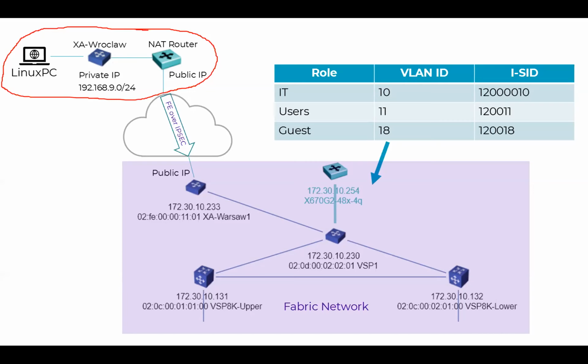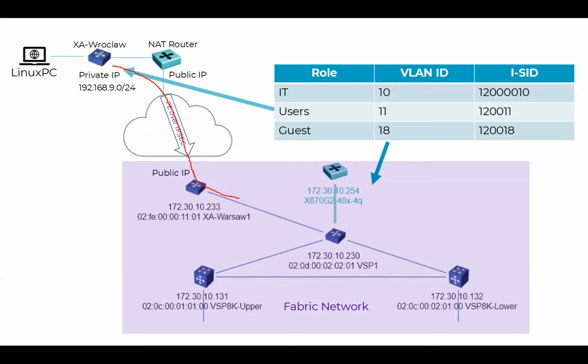And then I will configure XA, maybe not from scratch, but I will configure the tunnel here to have all my example services in Wrocław reachable through the internet, in fact. Okay.